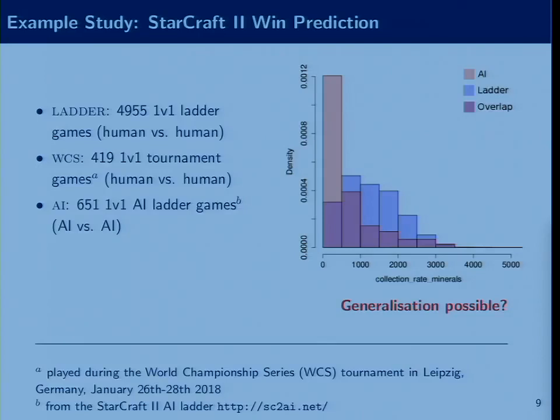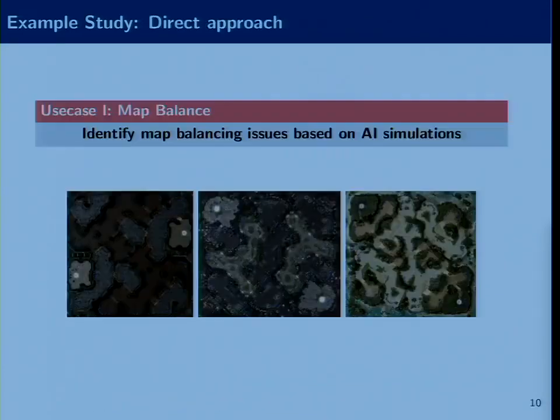But the question is, that doesn't necessarily mean that the generalization doesn't work at all, but we wanted to investigate it more with a couple of use cases. So the first one is, if you imagine you create a new map, and you want to figure out whether it's balanced for the different races in StarCraft. Ideally, you want to do this before the release, so you might want to use a couple of AI simulations to figure out what win rates the different races have in order to identify potential balancing issues.